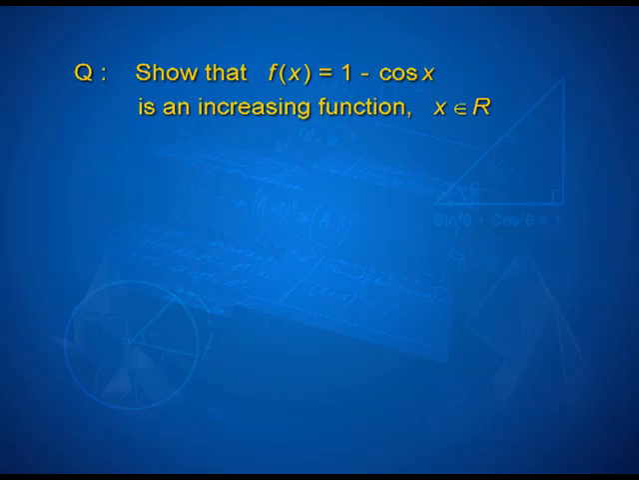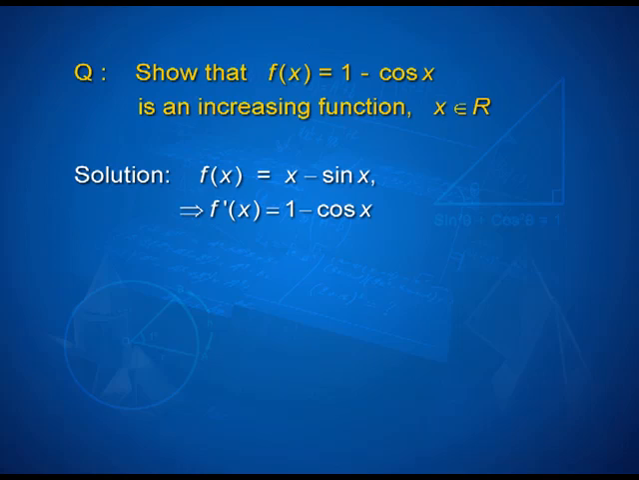Let us see if we can apply this theorem to figure out whether a given function is increasing in the mentioned interval. The problem says, show that f of x is equal to 1 minus cos x is an increasing function for all x belonging to the real numbers. Starting with the derivative, which is 1 minus cos x. That is same as writing 2 sin square x by 2 using the basic identity from trigonometry. This expression is always greater than or equal to 0 being the square, and therefore, the function is increasing.